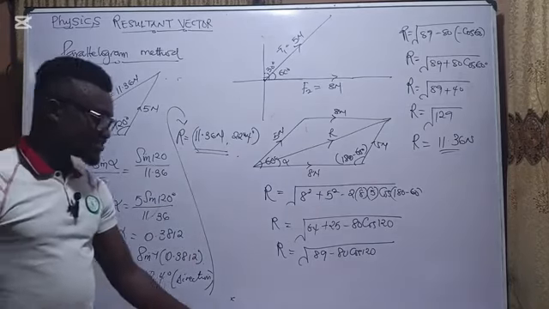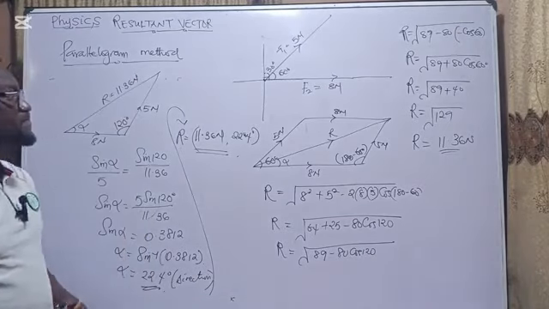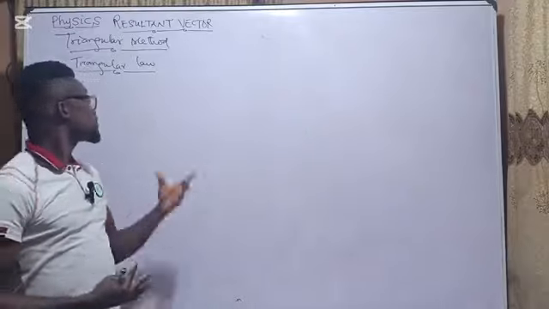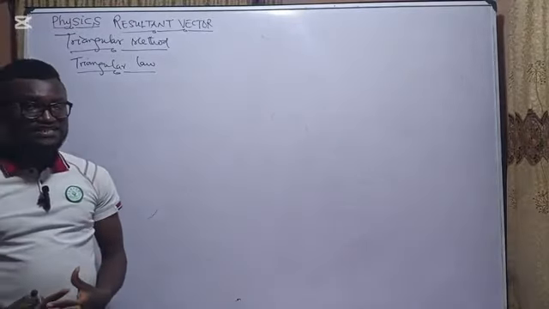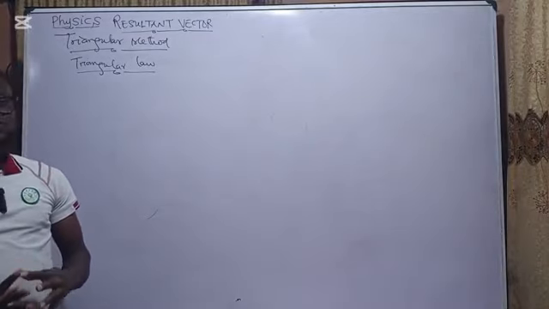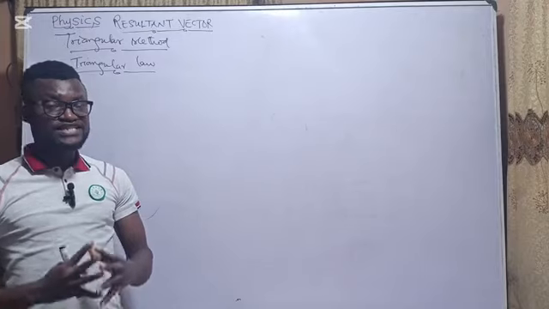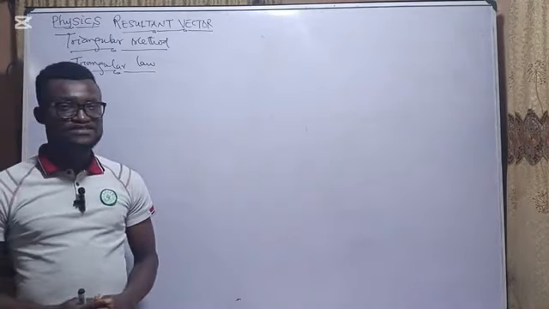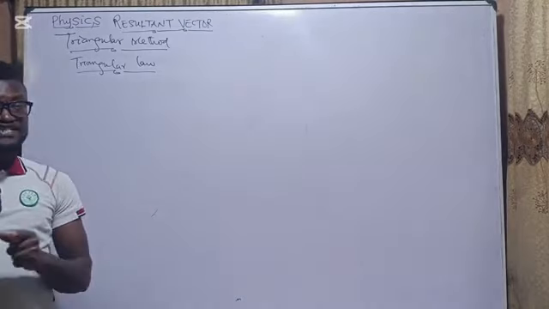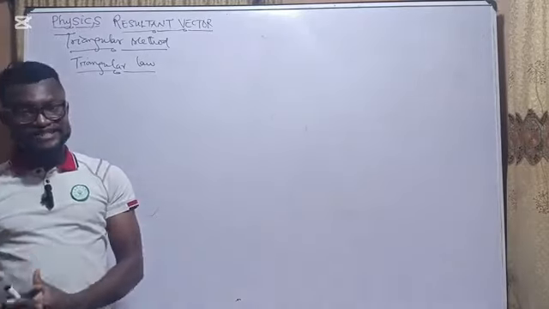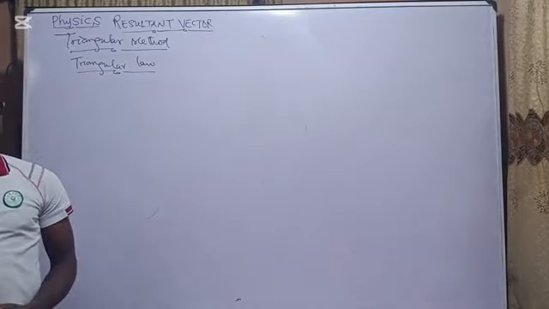So let's quickly move into the triangular method. The triangular law of vectors states that when two vectors are represented by two sides of a triangle taken in order, the third side taken in opposite direction represents the magnitude and the direction of the resultant vector.